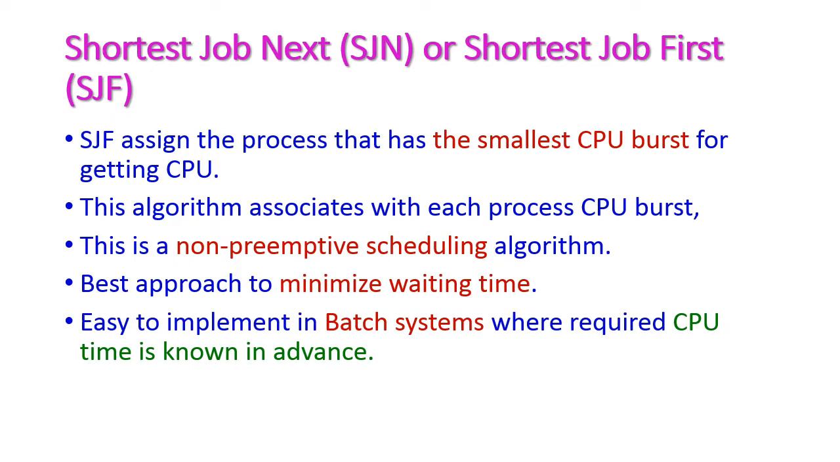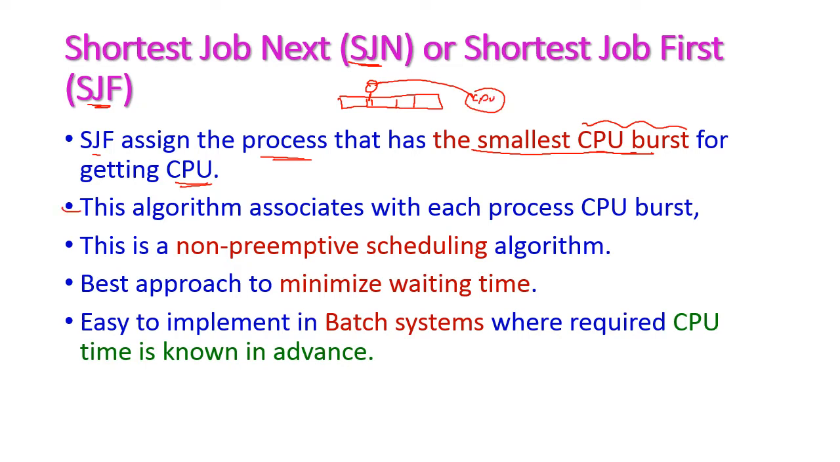The shortest job next algorithm and the shortest job first algorithm are both the same. SJF assigns the CPU to the process that has the smallest CPU burst. CPU burst means the total time to execute in the CPU. So the minimum execution time process will access the CPU first. The processes are waiting in the ready queue. In this ready queue, the algorithm first analyzes the burst time of all the processes, and the one having the minimum will get the CPU for execution first.